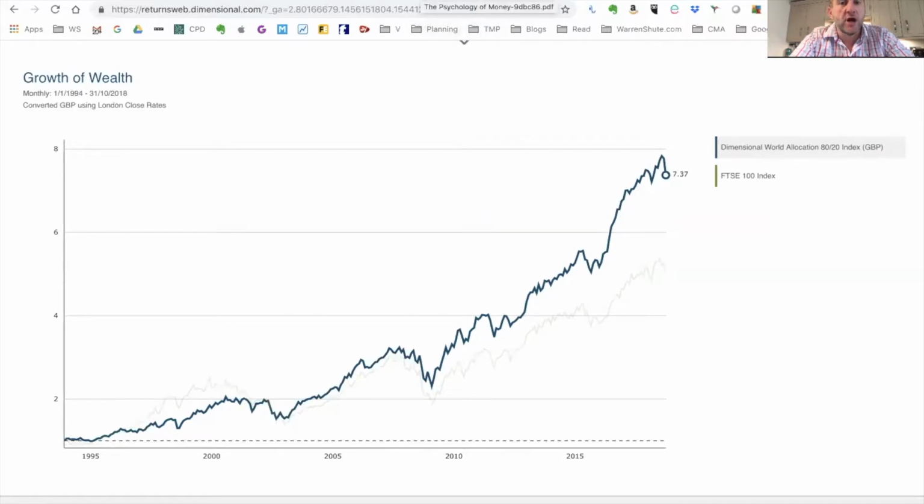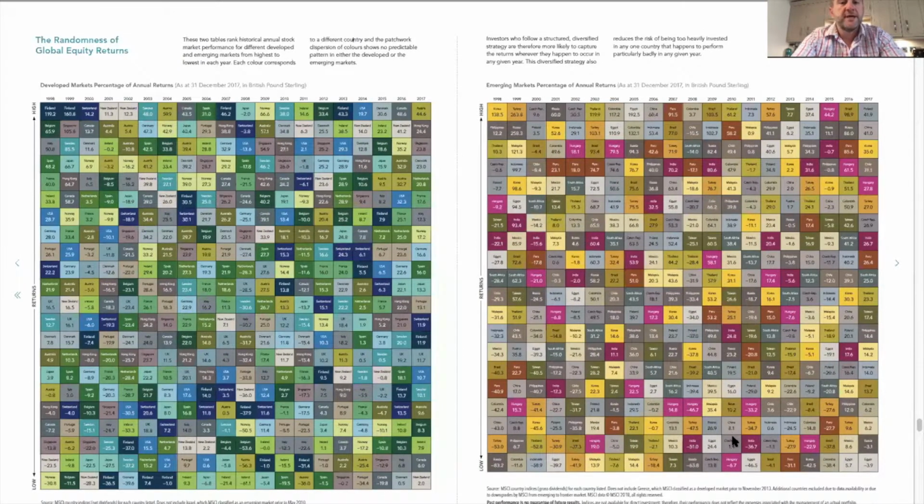And this next chart, which I'm going to show you here, this next table, hopefully you can see it now, is what we call in the business a patchwork quilt. And you can see the complete randomness of the return. On the left side of the screen, the darker colors are the developed stock markets. On the other side of the screen, the more reds, is the emerging markets.